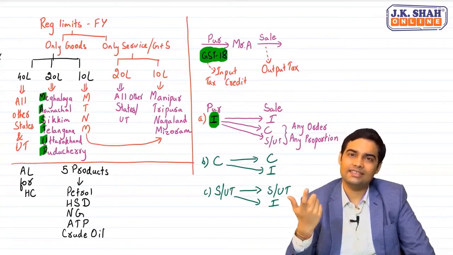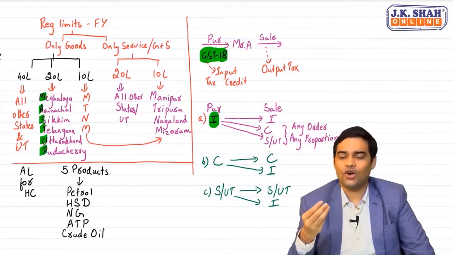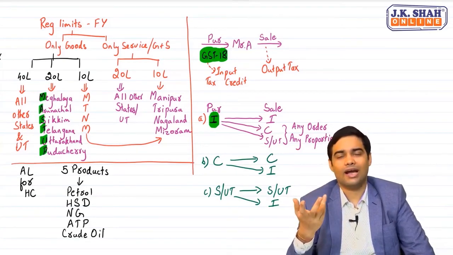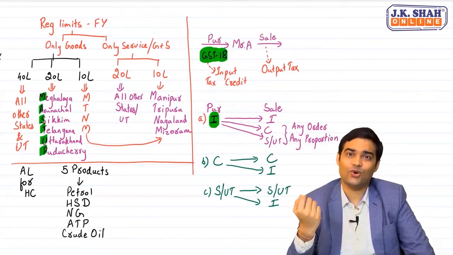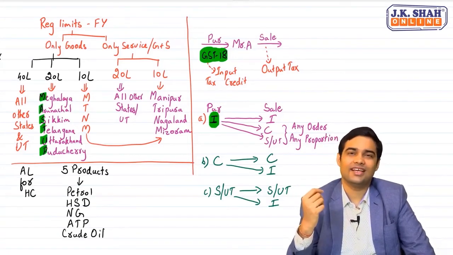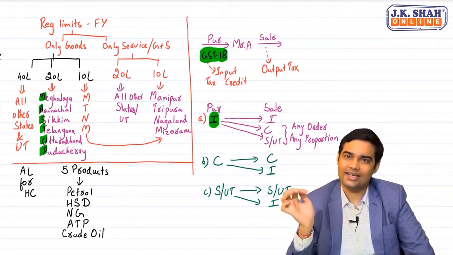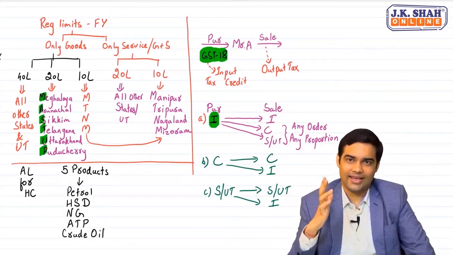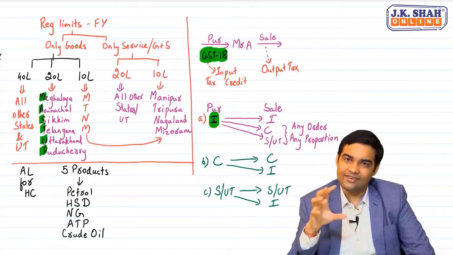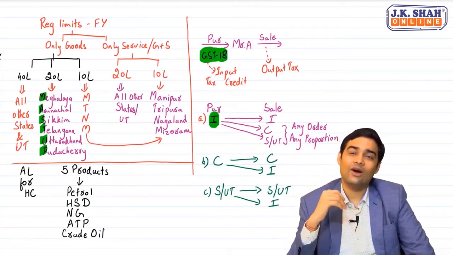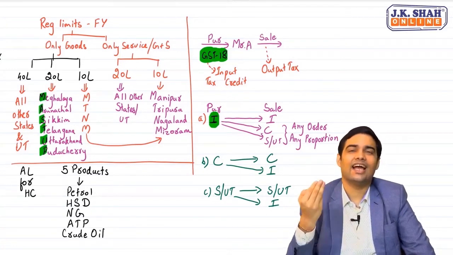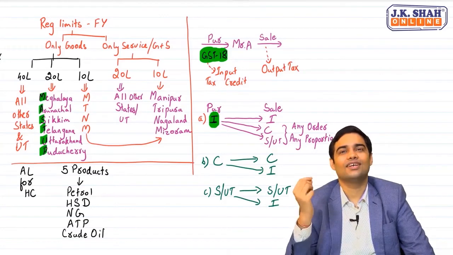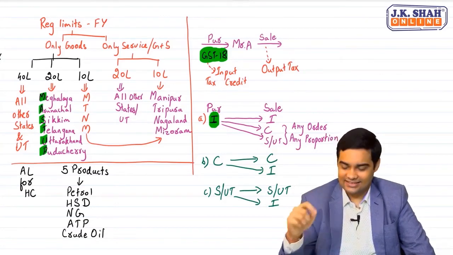This compensation cess is applicable on certain products like tobacco, cars, aerated water, Pepsi, Coca-Cola, on all these products it is applicable. Clear with this? Okay. Now that we have discussed taxability, now we would move to the charging section, that is section 9 of CGST Act and section 5 of IGST Act.